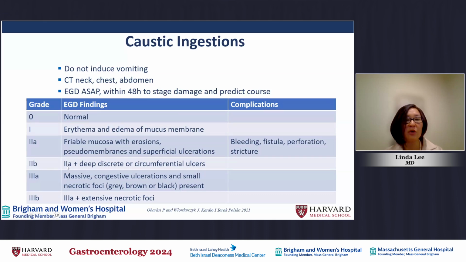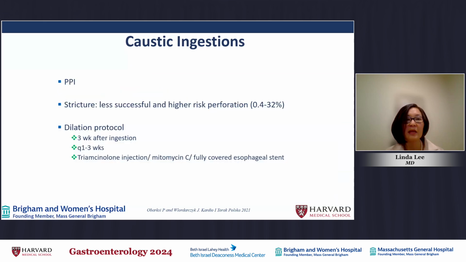2B patients have all the findings of 2A, plus now deep, discrete, or circumferential ulcers. 3A, they have massive congestive ulcerations and small necrotic foci. And 3B is when they have all the findings of 3A plus extensive necrotic foci. PPI can certainly be used, although it's unclear whether they really do help.